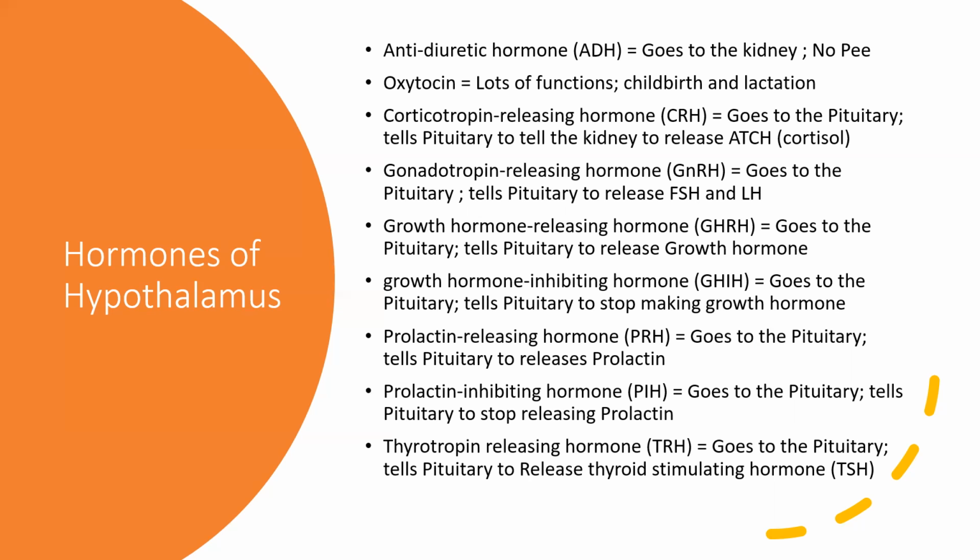Gonadotropin releasing hormone, or GnRH, goes to the pituitary and tells the pituitary to release FSH and LH. Growth hormone releasing hormone and growth hormone inhibiting hormone both go to the pituitary. Releasing hormone tells it to release growth hormone. Inhibitory tells it not to. Prolactin releasing hormone goes to the pituitary and tells it to release prolactin. And then thyrotropin releasing hormone does that for TSH.